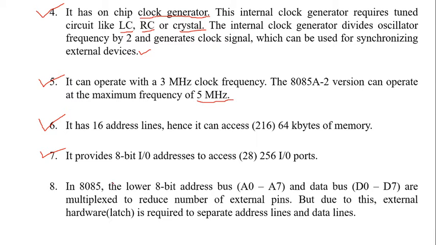Okay, next one, that is, in 8085 the lower 8-bit address, that is A0 to A7, the lower address bus, and the data bus, that is D0 to D7, are multiplexed to reduce the number of external pins. Both are multiplexed to reduce the number of external pins. You need to remember this term. But due to this, external hardware, that is a latch, is required to separate the address line and data line. So a latch is required to separate what? Separate the address line and separate the data line.